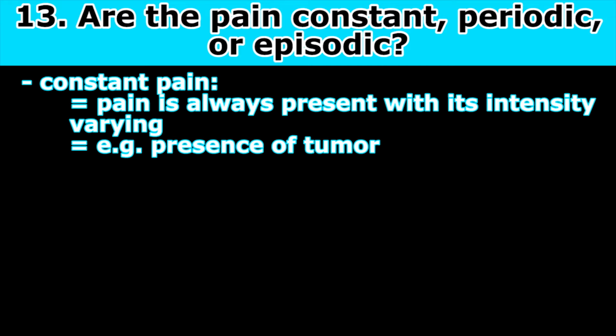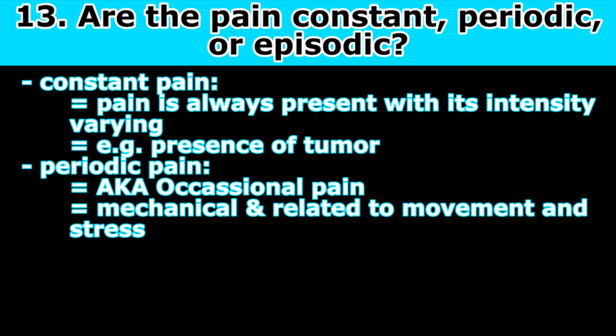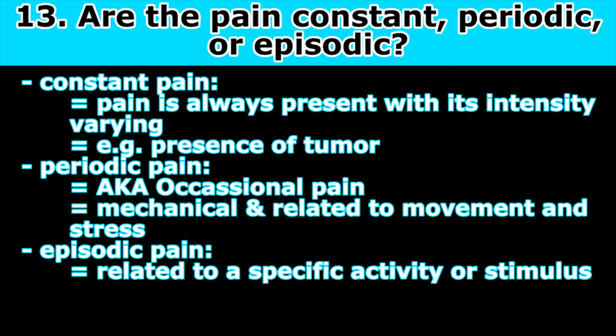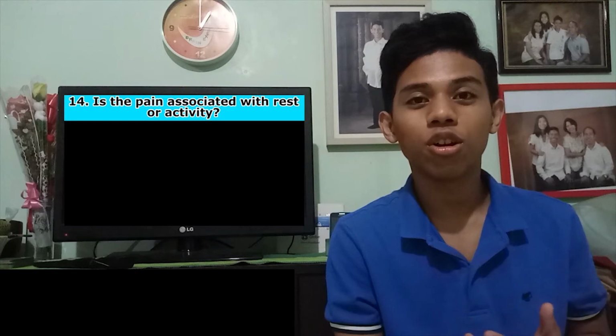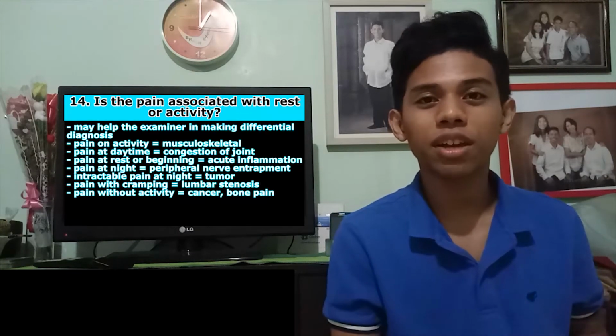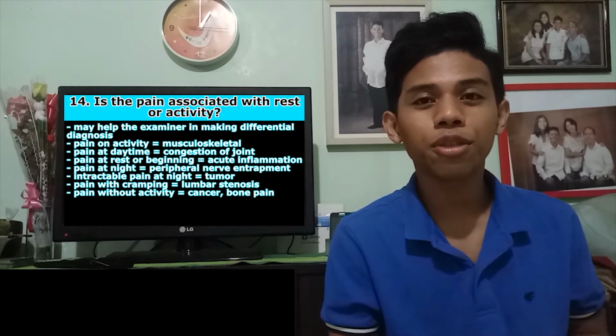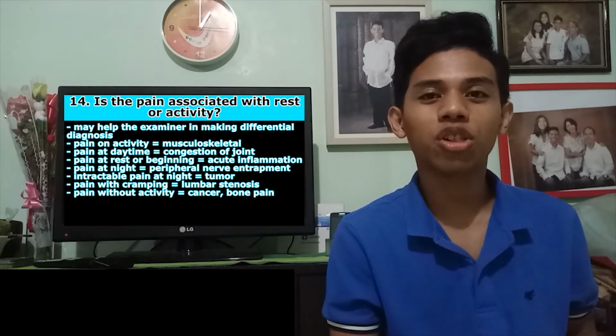Constant pain means that the pain is always present even when its intensity varies, and it may suggest the presence of tumors, chemical irritation, and possibly visceral lesions. Periodic or occasional pain is more likely mechanical and is related to movement and stress. And episodic pain is related to specific activities. Number 14. Is the pain associated with rest or activity? This question may help the examiner in also ruling out other conditions and making differential diagnosis.